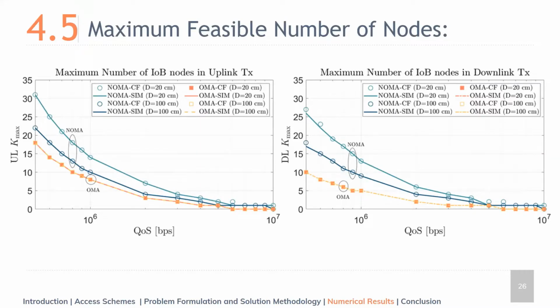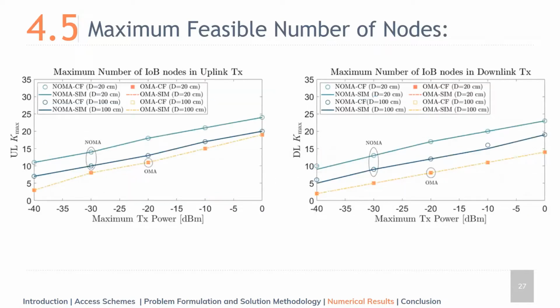We also investigated this with respect to transmission power, once again pronouncing the superiority of NOMA over OMA by allocating more nodes even at very low transmission powers. And as we increase the maximum transmission power for the uplink traffic, we see that we are closing the gap between OMA and NOMA at 100 centimeters. However, this is not the case for the downlink because, again, in the downlink, the bandwidth and the hub power budget limit Kmax in this situation.